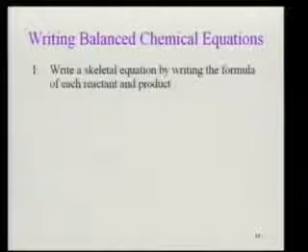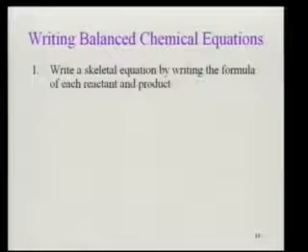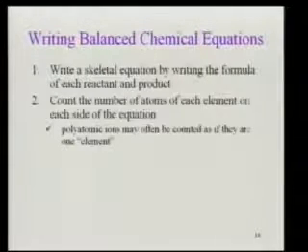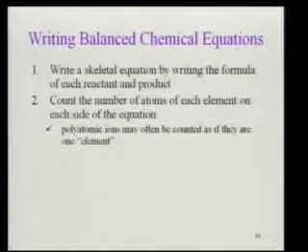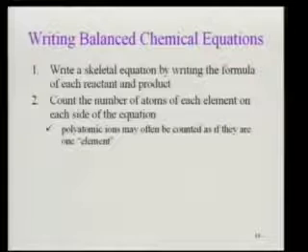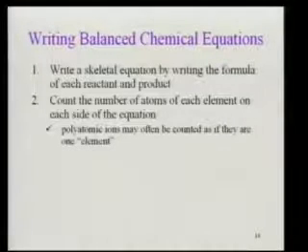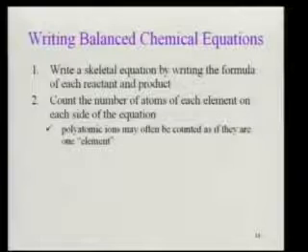Okay, so how do you write a balanced chemical equation? The first thing you have to do is figure out what the formula is of the things that you're dealing with. That's the obvious first step. Then you have to count your atoms and make sure that they're the same on both sides. And if they're not, there's a certain series of steps that you can take that makes it a little easier to figure out how you can balance this all out.